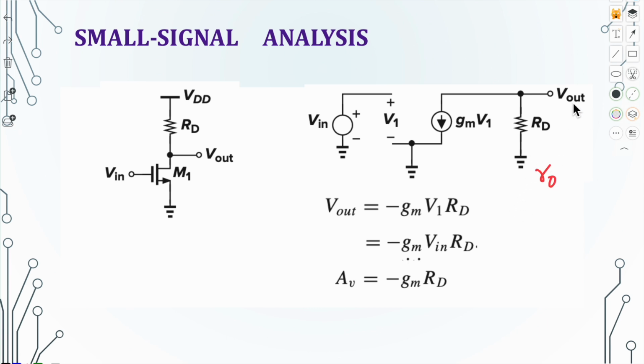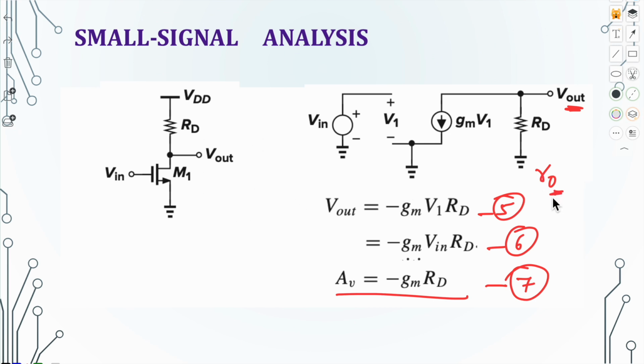So the Vout is given by minus gm V1 RD. This is our equation 5, and V1 is actually the input voltage. So this voltage gain again comes out to be minus gm RD, which we have already seen in the input-output characteristic. Here take some time and try to redraw the small signal model while considering the channel length modulation resistance RO.